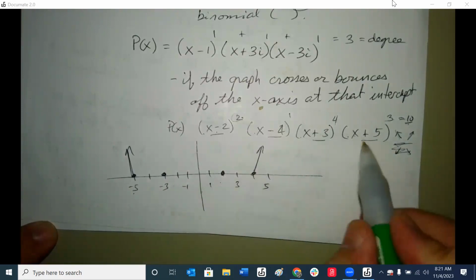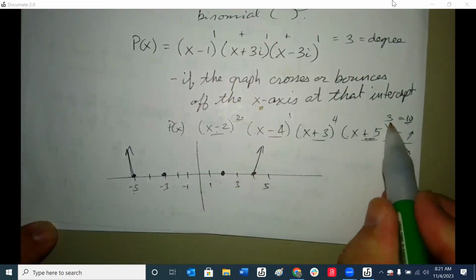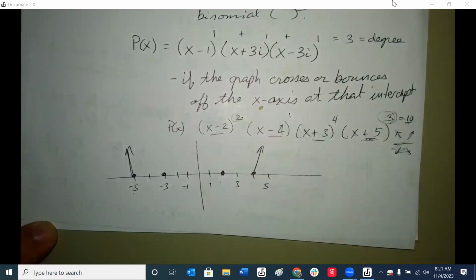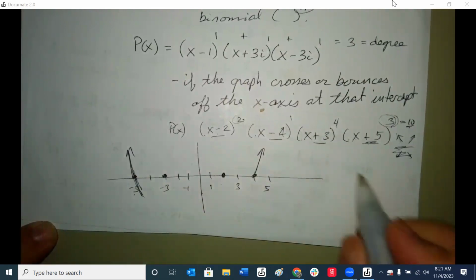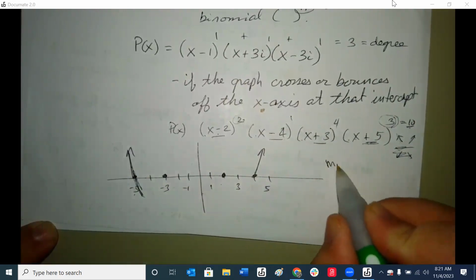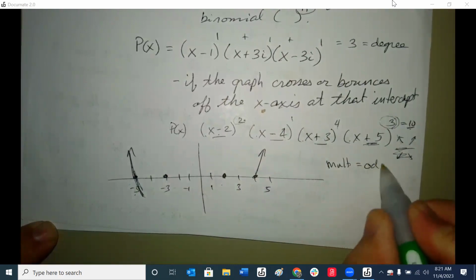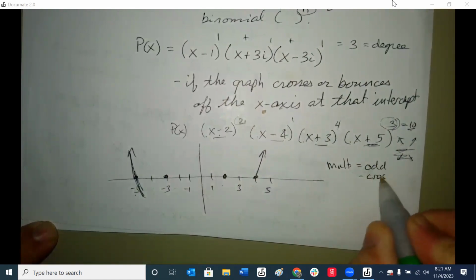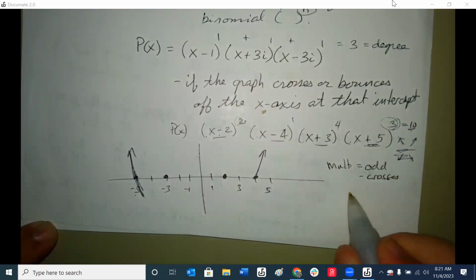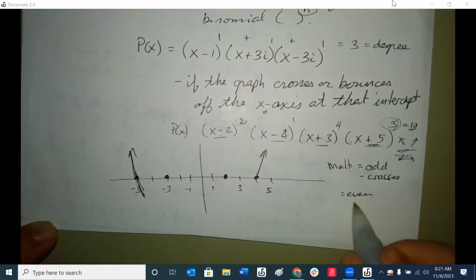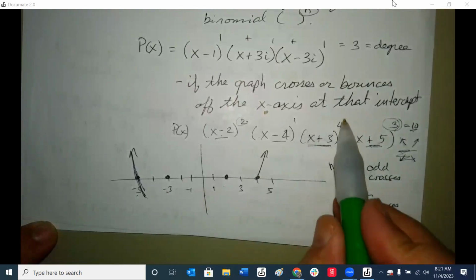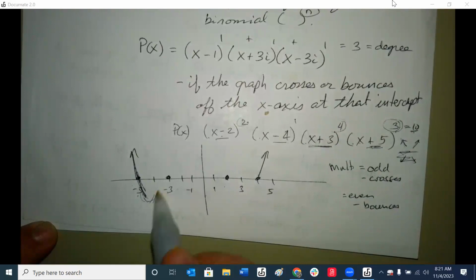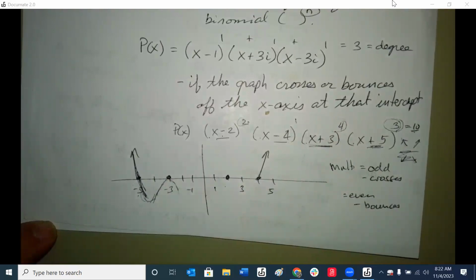At -5, it's an odd exponent, which means it crosses. If the multiplicity is odd, it crosses the x-axis. If the multiplicity is even, it bounces off the x-axis. At -3, the multiplicity is 4. So we know it's going to come over here. It's going to bounce off that one.